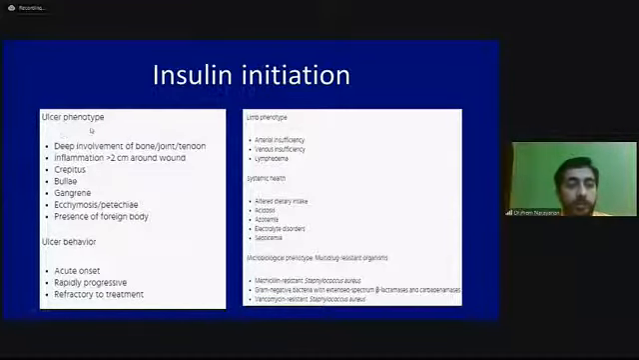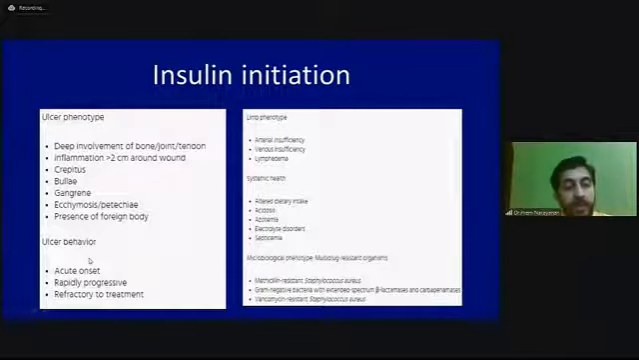Based on ulcer phenotype, if there is deep tissue involvement, bone, tendon, joint, definitely insulin should be started. If there is inflammation more than 2 centimeters around the wound, yes, definitely it is required. If the patient is having gangrene or ecchymosis, petechiae, history of coagulopathy or sepsis, definitely insulin. Or if there is any presence of foreign body, definitely insulin should be considered.